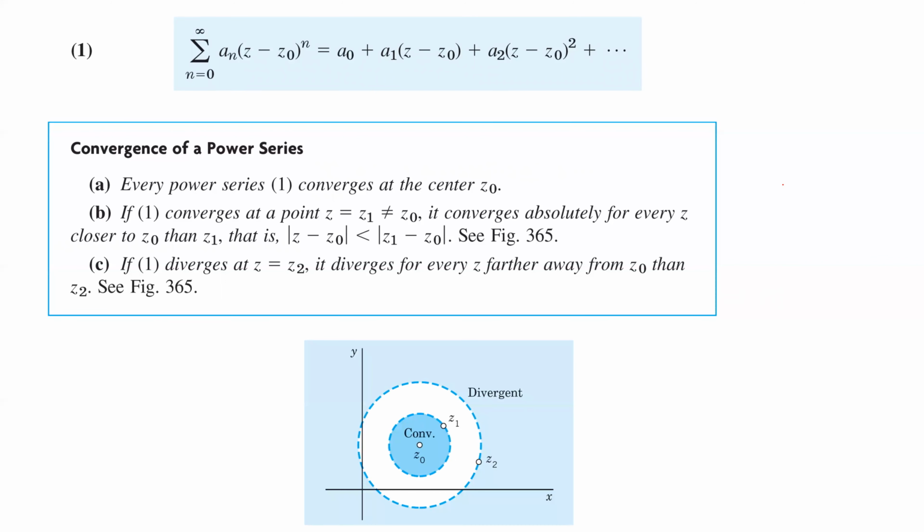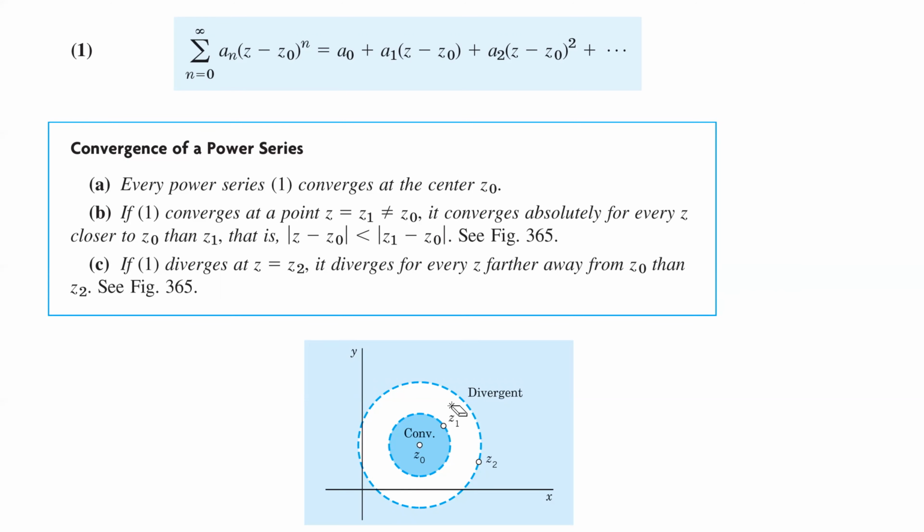Okay, this means: if the series is convergent for this z1, then for every point that is closer to z naught than this z1, meaning every point inside the circle of this radius centered at z naught, the series is convergent. So if you find a number at which the series is convergent, for any number closer to z naught, it is also convergent. So that narrows it down.